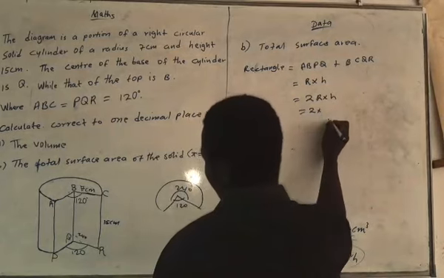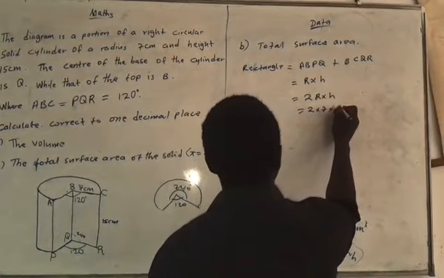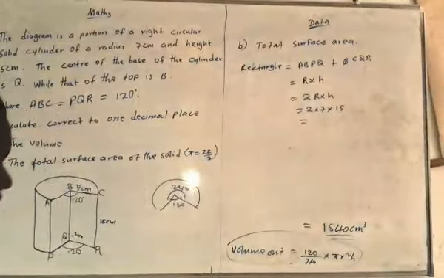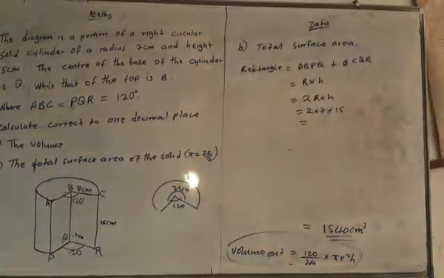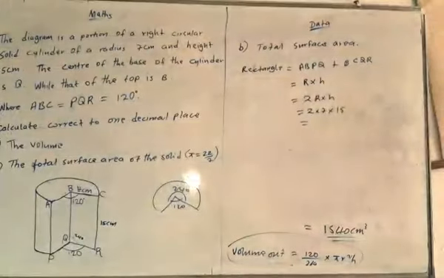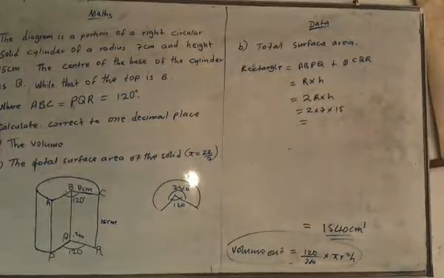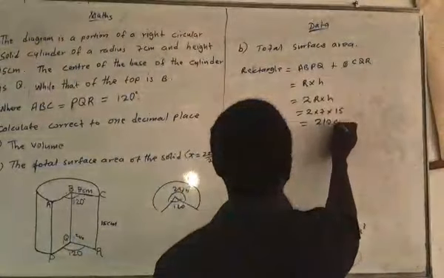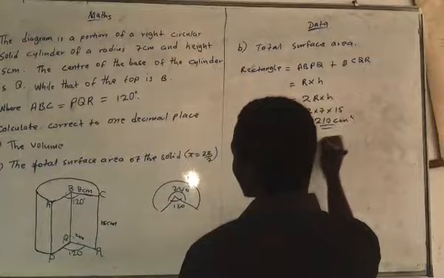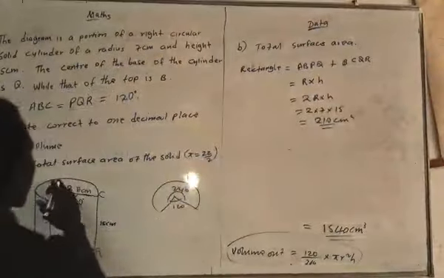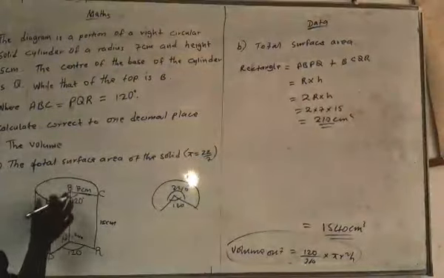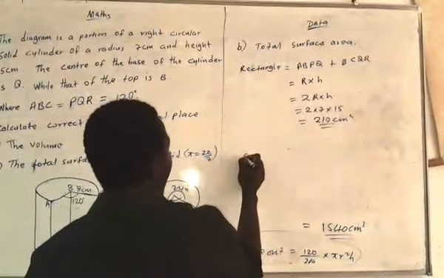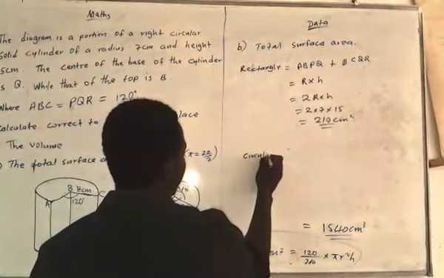So let's find this answer. 2 times the radius, 7, times 15. I think it's 210, but let me check it. 2 times 7 times 15. Yeah, that will be 210 centimeter square. So we are done with the two rectangles. Now we are going for the circle, the two circles up and down, the circular areas.